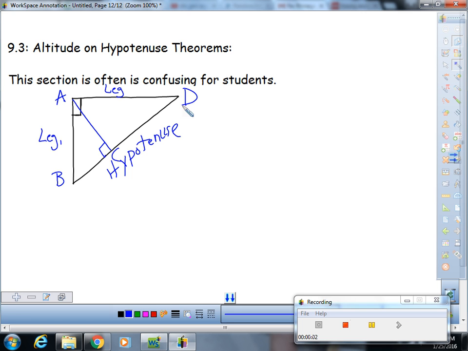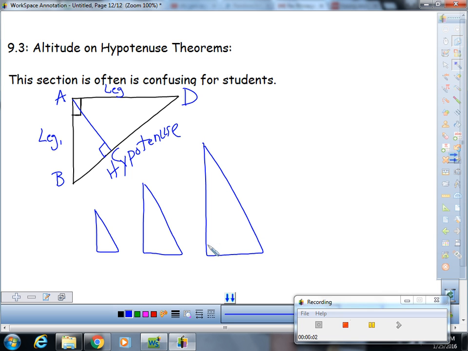Well, what you should see here is we have three right triangles. We have a small triangle, a medium triangle, and a large triangle, and all of these are right triangles. In the small triangle, C is the right angle, and we could call this B, and this would be our angle A. Let's dot this here so we can keep our triangles straight.